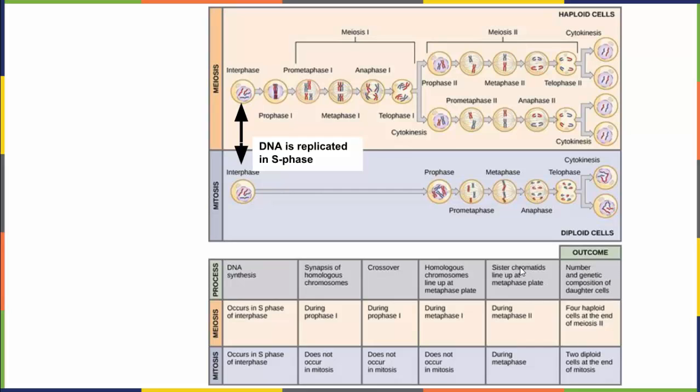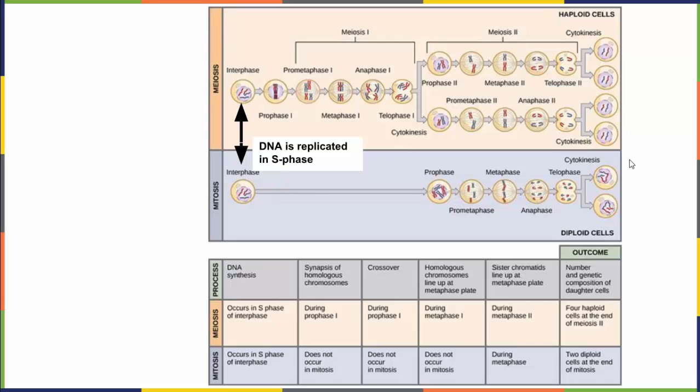Okay, last thing here, they list the outcome. So what you get at the end. Meiosis, you get 4 haploid cells. Mitosis, you get 2 diploid cells. Again, I suggest that you walk through each of these. You could try to zoom in, use the figures in your book, and make sure that you're clear on what separates at each point.